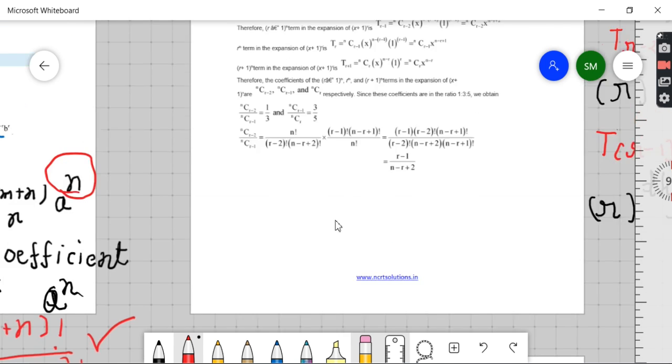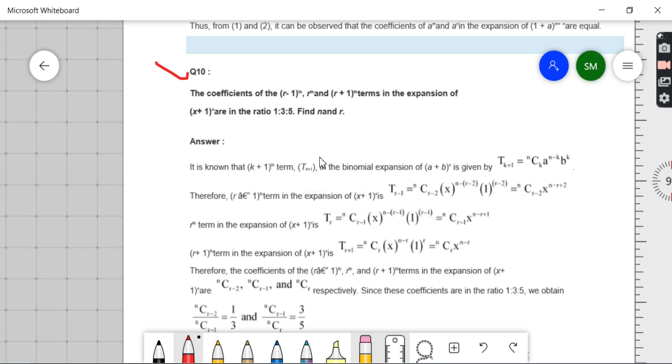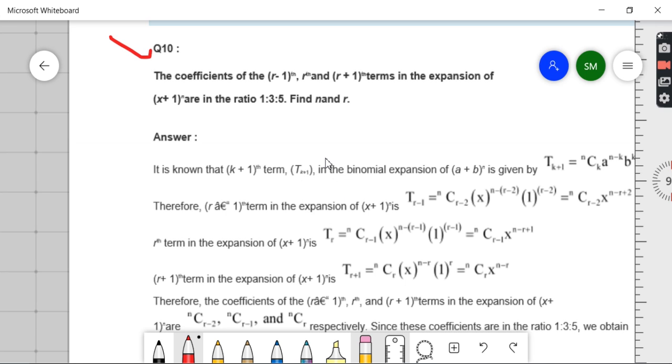Now the next question is very important because it is a little bit long question, a long calculation is there. It is given that the coefficients of the (r-1)th, rth and (r+1)th terms in the expansion of (x + 1) raised to n are in the ratio 1 : 3 : 5. Then we have to find out the value of n and r.